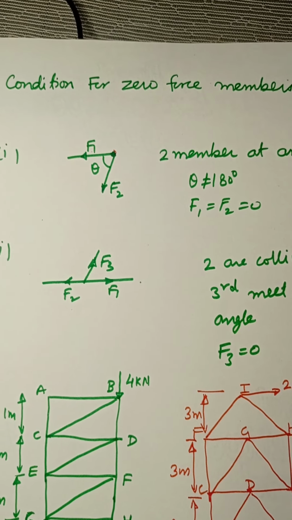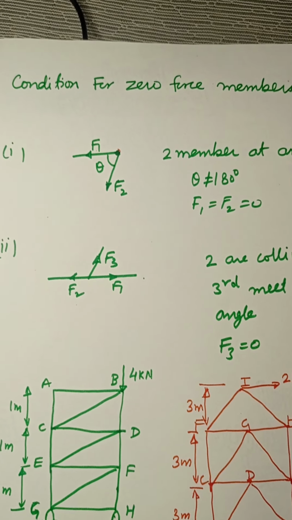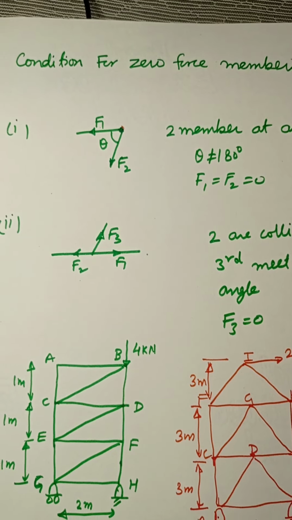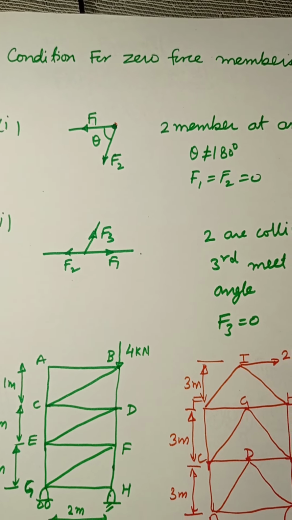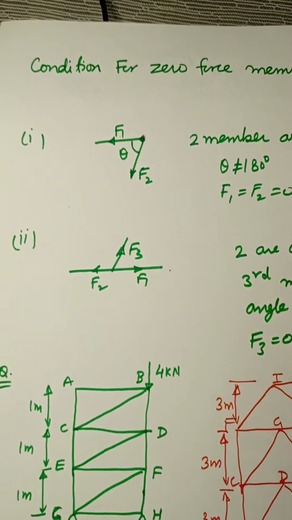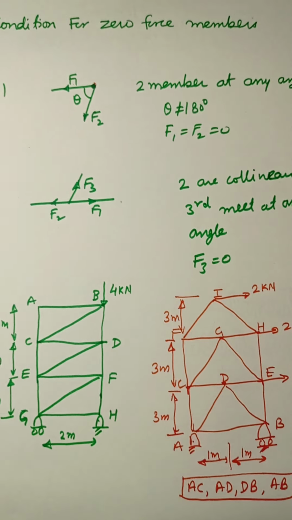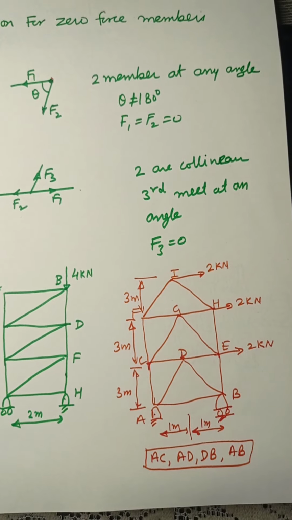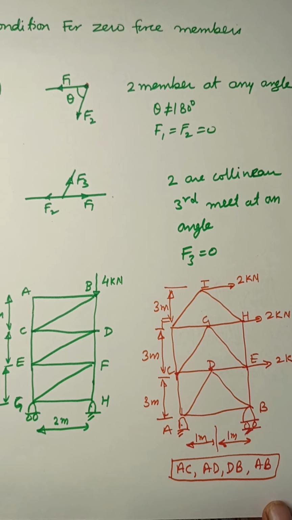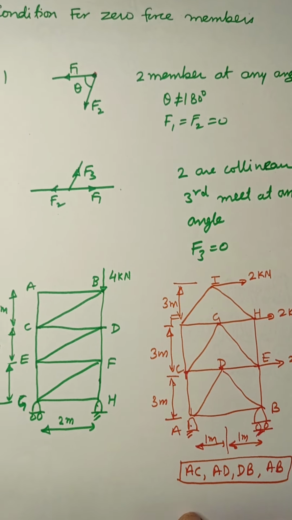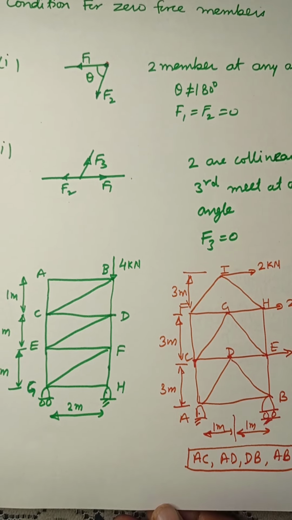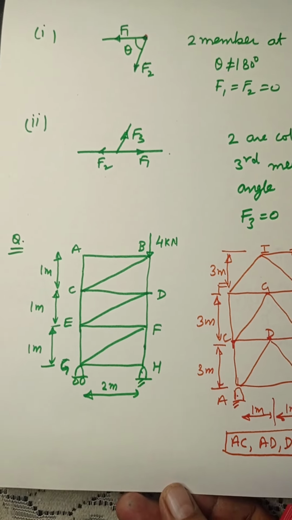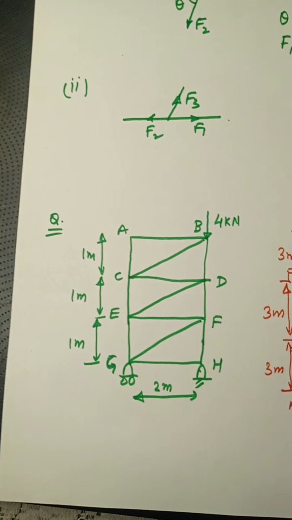You can again use Lami's theorem to prove it, because the angle between F1 and F2 is 180 degrees, so sine 180 is going to be 0. This is what you can prove if someone asks you, but these two conditions are very helpful to simplify the question sometimes. Some questions very interestingly can have many zero members. For example, I have given you this question.